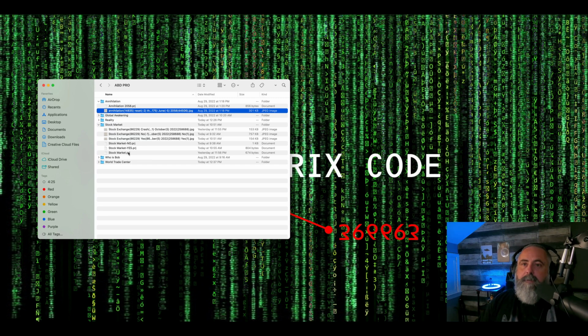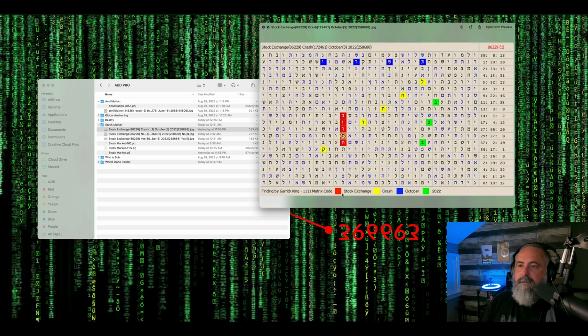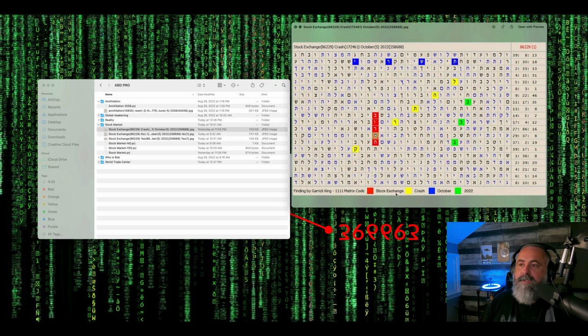So I did a search, okay, and I did a search for these words: stock exchange, crash, October, and the year 2022. I found them all together, okay? They're all right here. So stock exchange is in red. Crash is crossing it. Okay? Literally crossing it and using one of the letters. October is right up here in blue, and 2022 is here in green. Now, with that being said, it's showing us all those elements, but is it predicting that, yes, it's going to happen, or no, it's not.